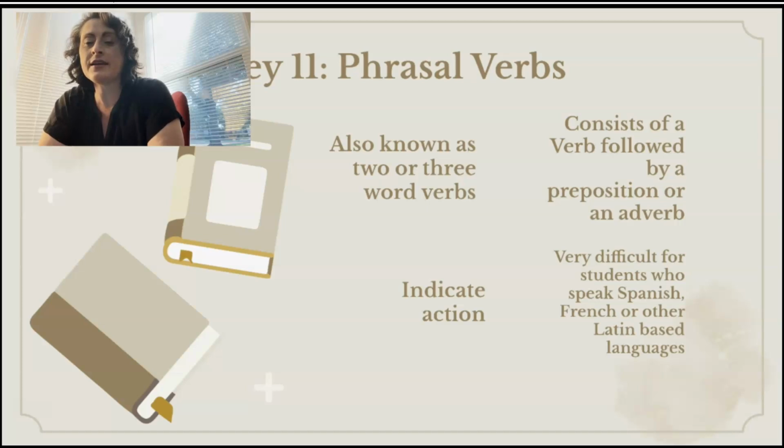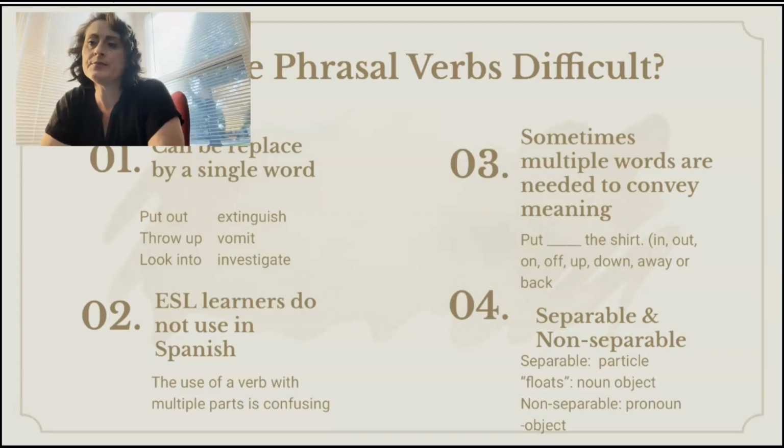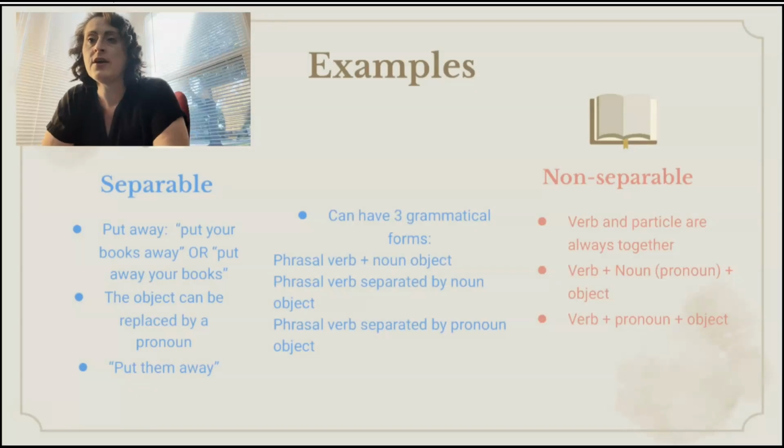This makes it a little difficult for EALs to acquire because of all the different meanings it can have. These verbs have 2 or 3 parts to them sometimes, and they also indicate action. Another important thing to know about phrasal verbs is that they are classified between separable and non-separable. Phrasal verbs can be complicated for EALs because the text says the particle floats around the sentence. For example, you can say put away your books, or you can say put your books away. And you can also change that for a pronoun. So you can say put them away, depending on what you're talking about in the sentence and what you're writing about. So this makes it a little complicated for EAL students.